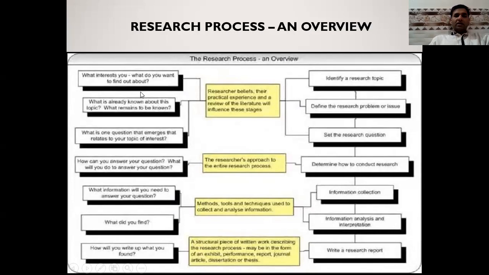And on the other side, there are different questions you can see you need to ask when you go through this research process.